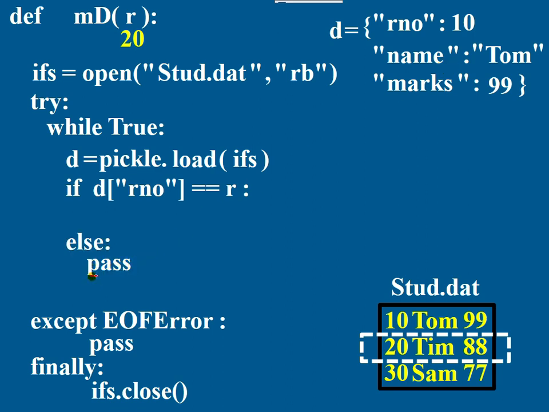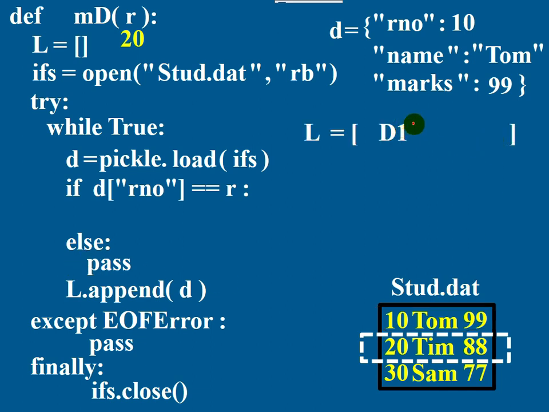So else nothing to be done, and this dictionary should be appended to a list. So you can write l.append within brackets d. So initially your L is an empty list. So l.append means the first dictionary is appended to this list. So you can see D1 comes in the list. So L is nothing but a list of dictionaries. The first dictionary appears in the list.